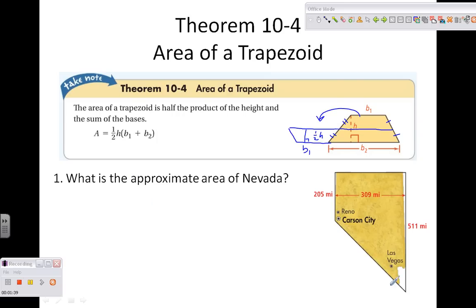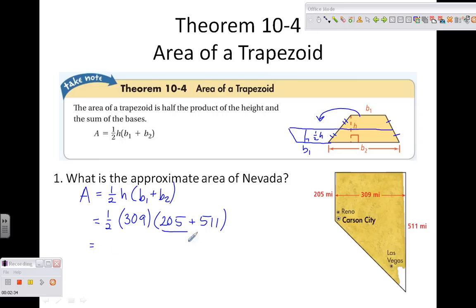So now if we use this to approximate the area of Nevada, which is down here, we're going to start with our formula, 1/2 times the height times the sum of the two bases. So my height is actually the distance between the bases. It's not necessarily going to be going up and down. In this case, it's going side to side, and it's 309 miles times the sum of the two bases. So my short base of 205 plus my long base of 511.